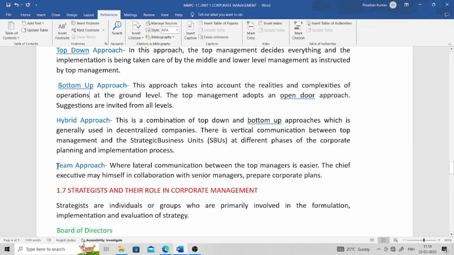Then you have the team approach. So what happens in case of the team approach is that lateral communication between top managers is easier, meaning there is more lateral communication. In case of the team approach, the chief executive may himself, in collaboration with senior managers, prepare corporate plans. So here the top managers come together and talk about the problems, and according to that they prepare corporate plans.